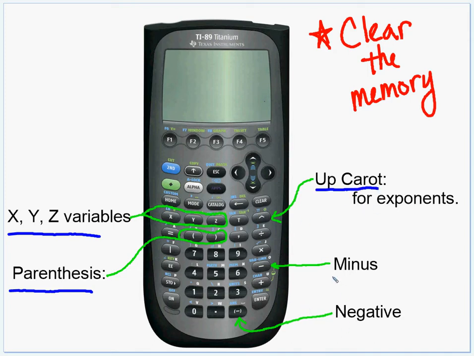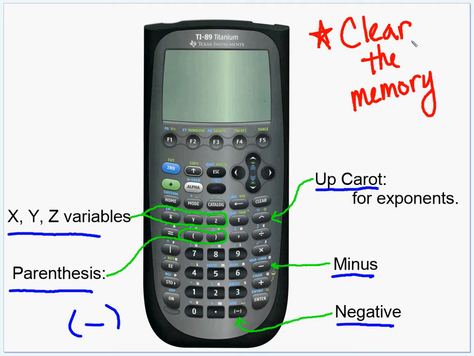And be sure you know the difference between the minus sign here right above the plus sign. That is very different from the negative sign down here at the bottom. Notice the negative sign has the little parenthesis around it. So one's an operation, subtraction. The other is a negation.